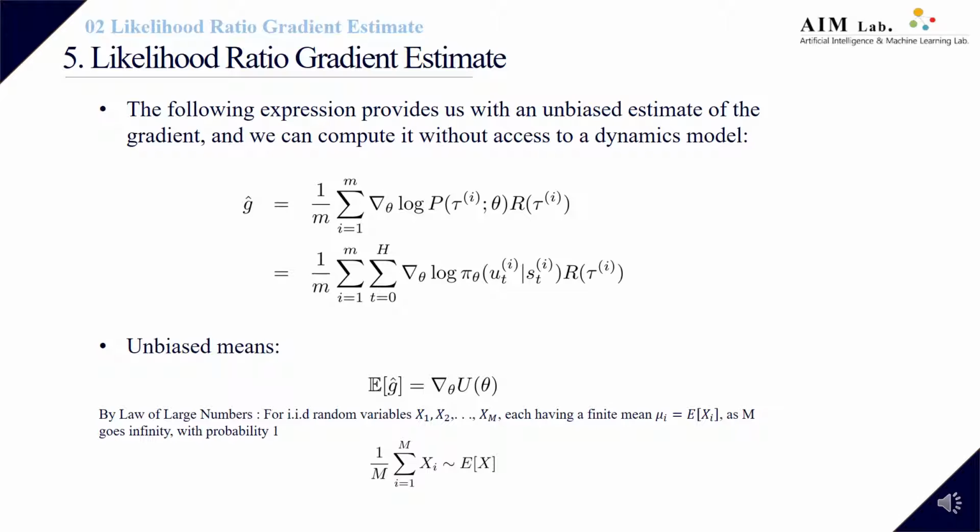Combining equations we covered until here, an estimate of the gradient, which is g hat, has a form like this. And we should also check that the estimate of the gradient is unbiased by the law of large numbers, which means that it can be a useful estimate.